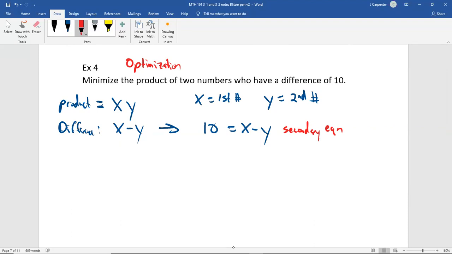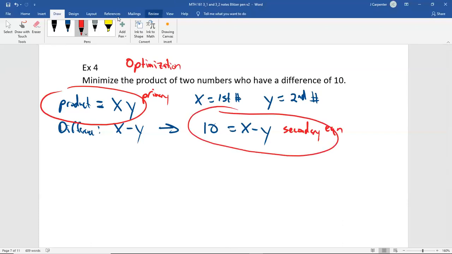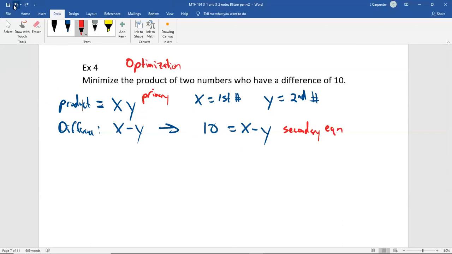We have a primary and a secondary. The primary is the thing that you want to actually find the best of, which in this case was a minimum. So this is our primary equation. This was our secondary equation. What you always want to do with these is put the secondary into the primary. How do you do that? You solve it for x or y. I will say preferably x, though.